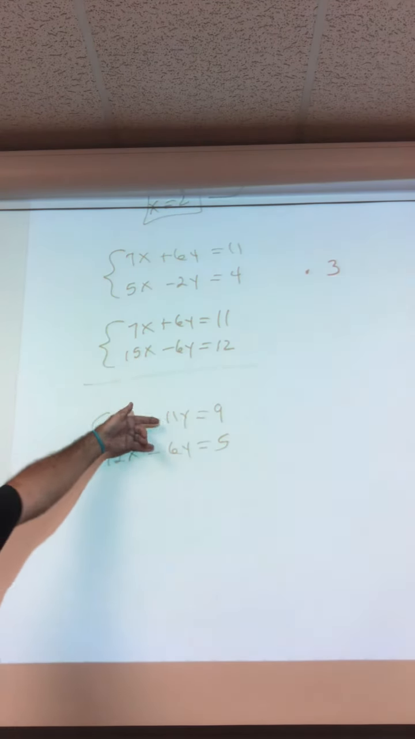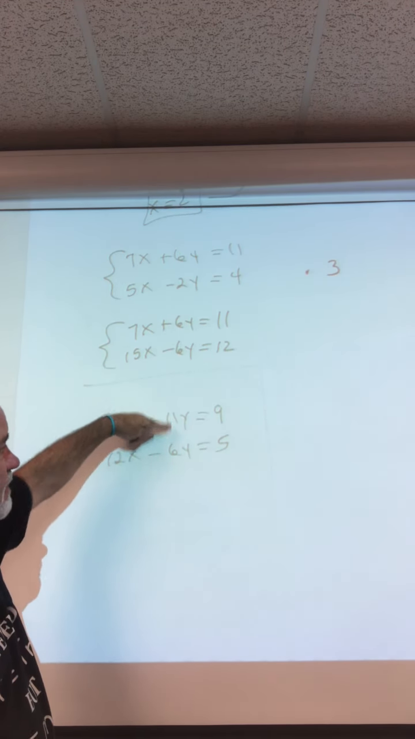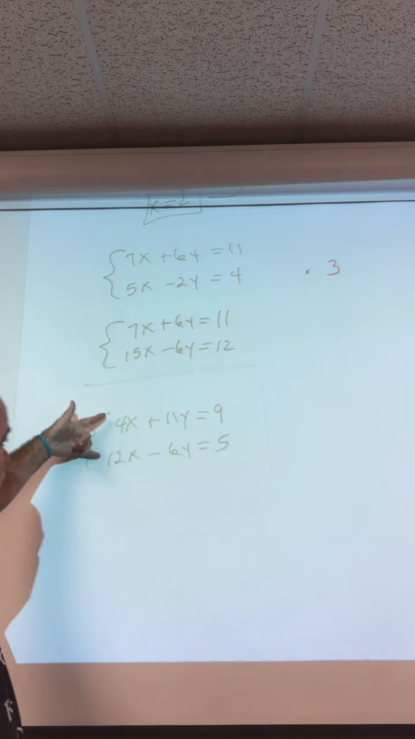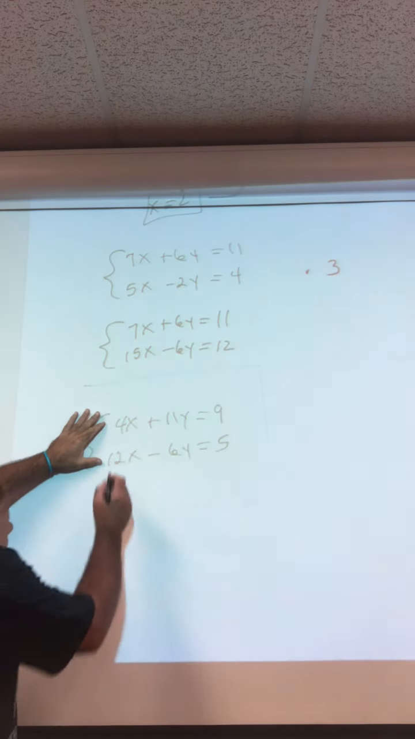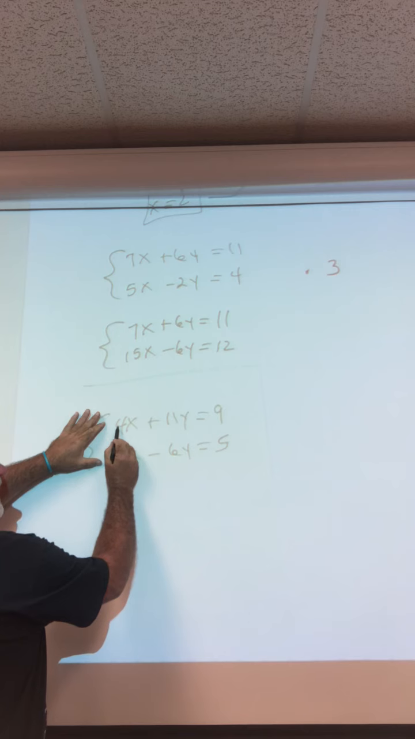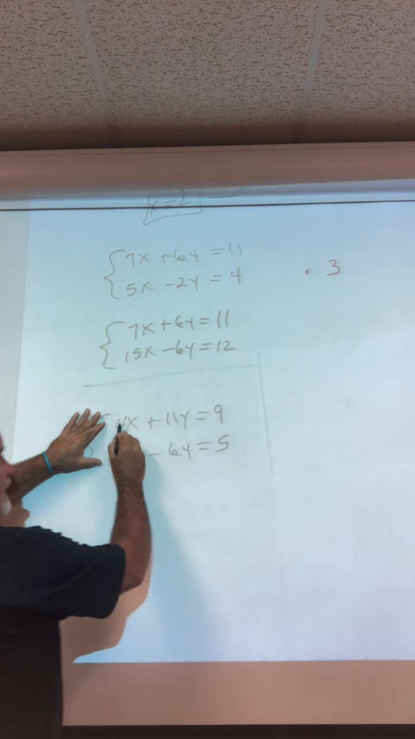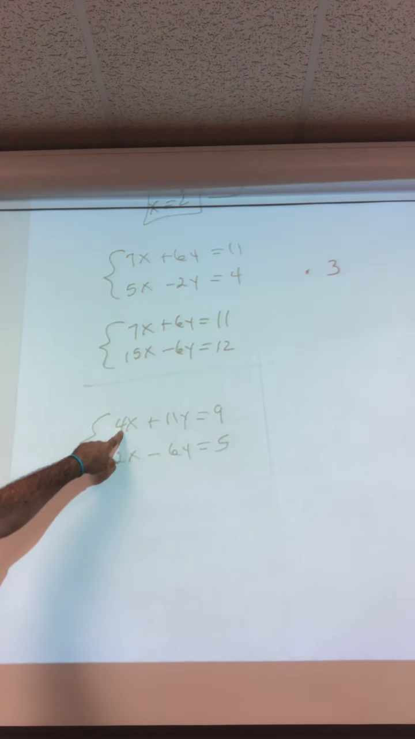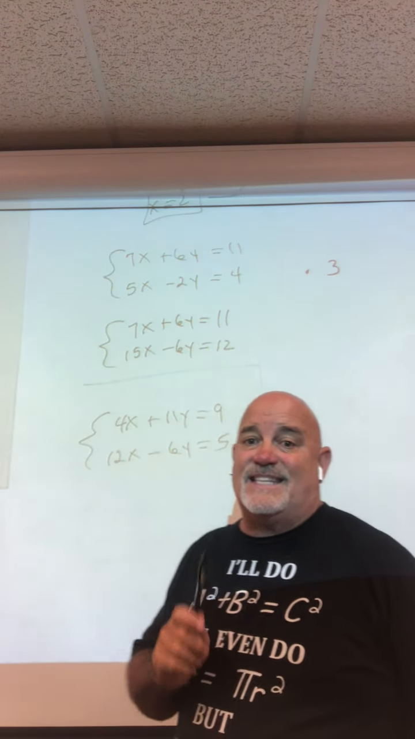Okay, right here. Can I multiply 6 by anything to get 11? No. Can I multiply 11 by anything to get 6? No. All right, look at the x's. You got a 4 and a 12. What would I have to multiply by to get these two numbers to be the same? Well, if I multiply this by 3, because what's 4 times 3? It's 12. So if I multiply this by 3, I would have a 12x right here. But remember, you want them opposite in sign.